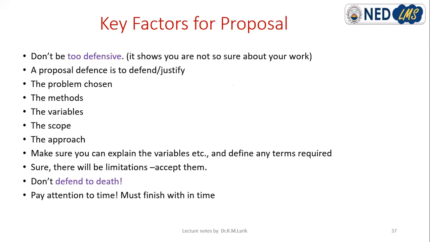These continue the key factors of your proposal, as I've told you earlier: the problem you have chosen, the method you have chosen, the variables in your methods, how many, because everything should be chosen on some basis, right? So you have a very strong hypothesis for everything, the scope of work, the limitations, the approach you are going to apply. When these things are clear in the proposal, nobody stops you, and that proposal is counted as a very good proposal. And make sure that you do not defend to the death, right? It's not the end of life over here, right? It's the start of your journey.